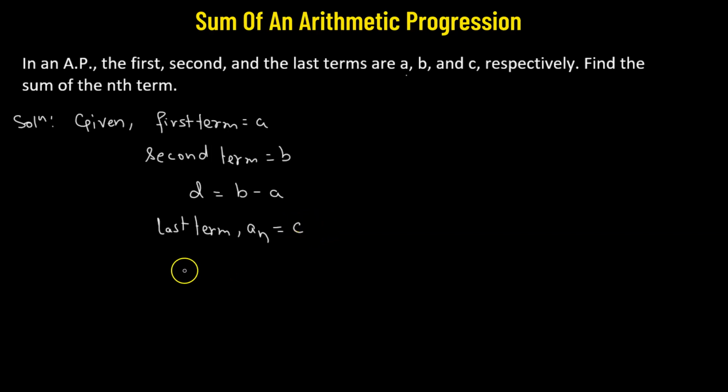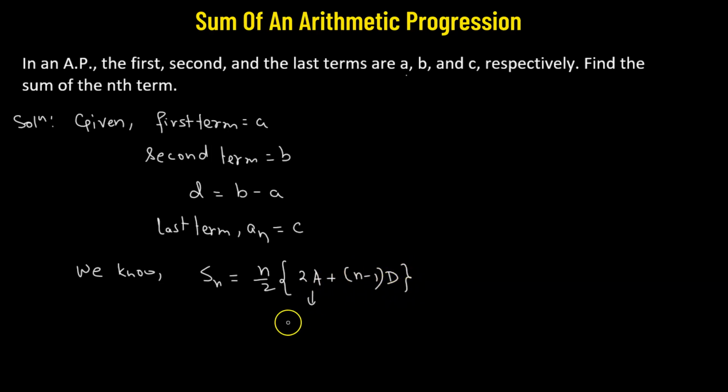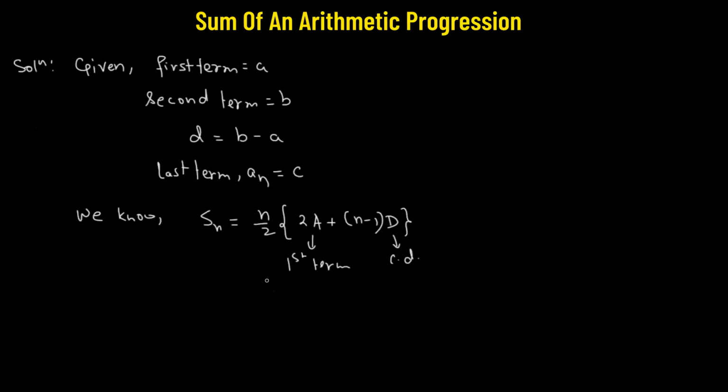We have to obtain the sum of the nth term. So we know that the general formula for the sum up to the nth term is given by the formula n over 2 multiplied to 2 times a plus n minus 1 times the common difference d. So here a represents the first term and d is the common difference. So here I'm using uppercase letters. That's because a is already being used up. Now what we have to do is, since we already have the value of a and d, the first term and the common difference, we'll need to find out the nth term.